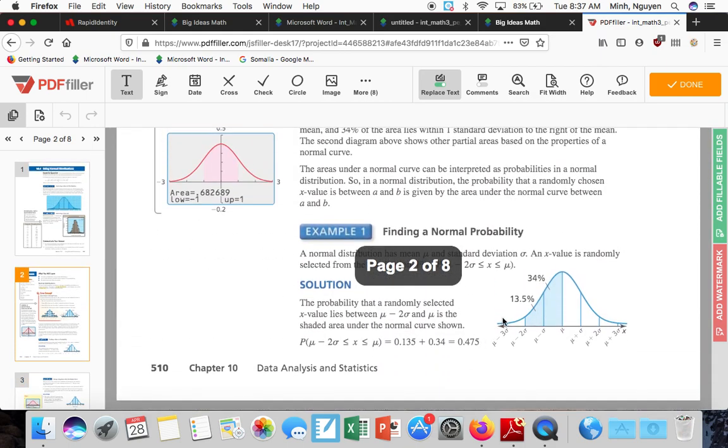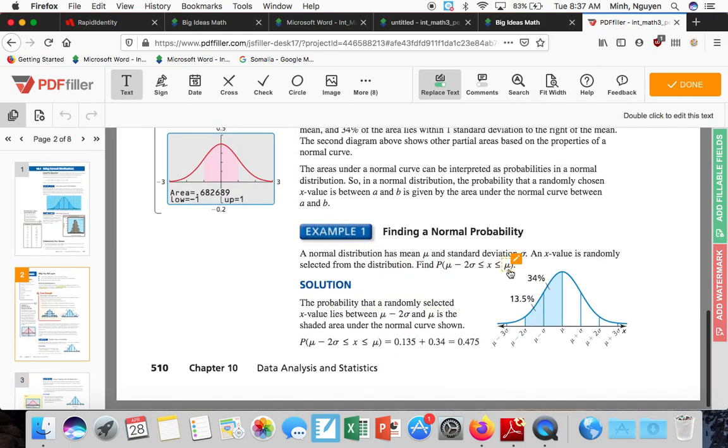Well, I guess we can go over this real quick. A normal distribution has mean, mu, and standard deviation, sigma, and x values are randomly selected from the distribution. So this is saying x is between the mean and the mean minus 2 standard deviations. If you look at this picture, the mean is the upper bound, and the mean minus 2 standard deviations is the lower bound.